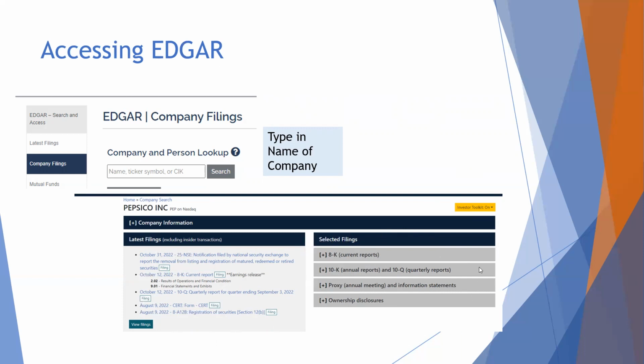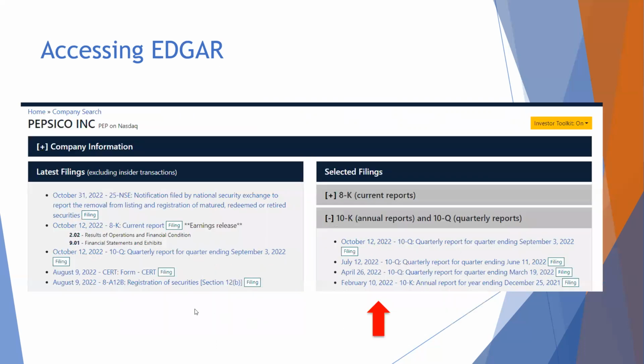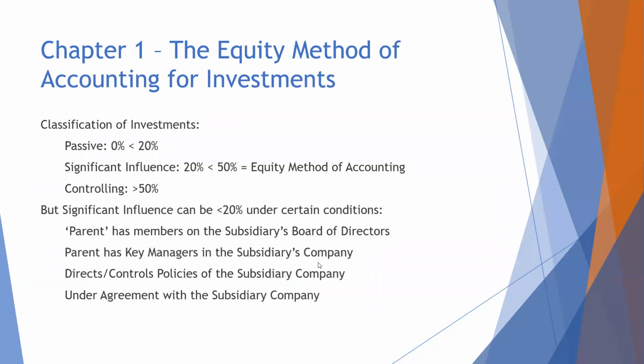But this is the really cool part now, is the selected filings. You click on it and it brings up all of the 10Qs and 10K annual reports. Here's your 10Qs. There we go. Your annual report for December 2021 right there. So if you want to look at it, you just click on it. It brings it up in a PDF and you can read to your heart's content. So that's enough about the SEC.